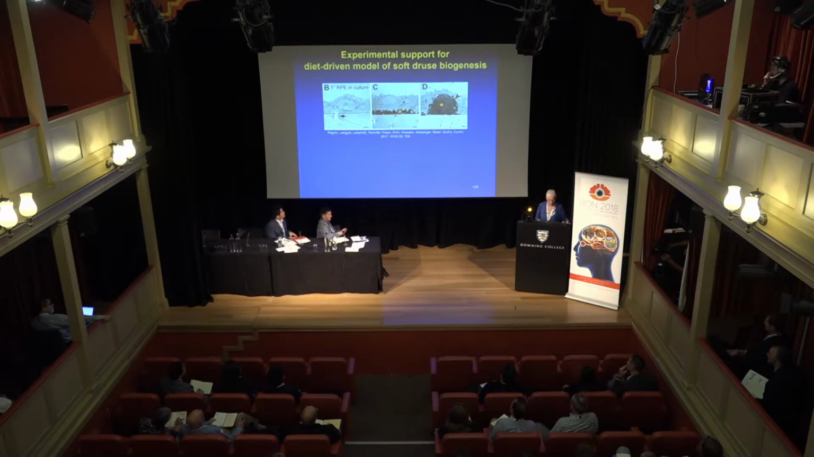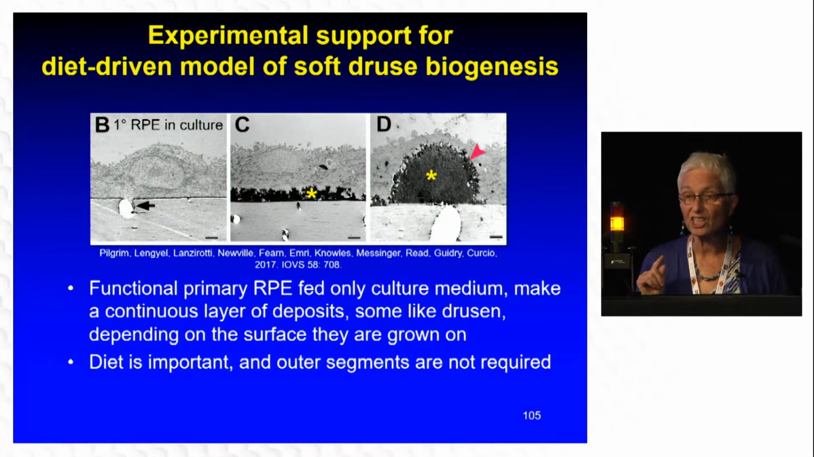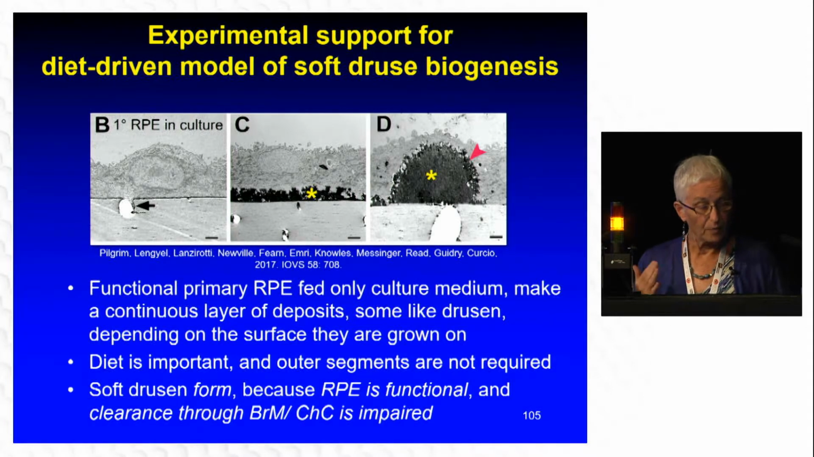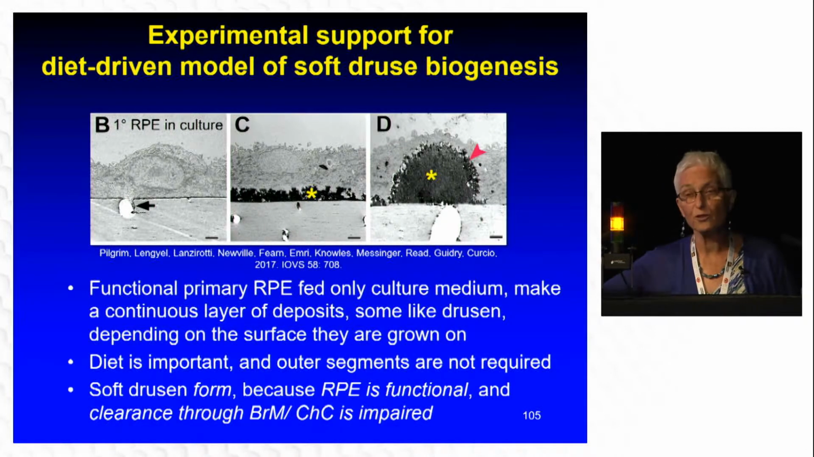So we've gotten experimental support for this diet-driven model in that RPE in culture that's well differentiated and polarized can lay down a layer of deposits, fed only the culture medium. So they make a continuous layer of deposits, some like drusen here, depending on the surface that they're grown on. So this shows that diet is indeed important, and outer segments are actually not required for the process. And we take from this and the clinical imaging that soft drusen form because the RPE is functional and the clearance through Brooks membrane and choriocapillaris is impaired.